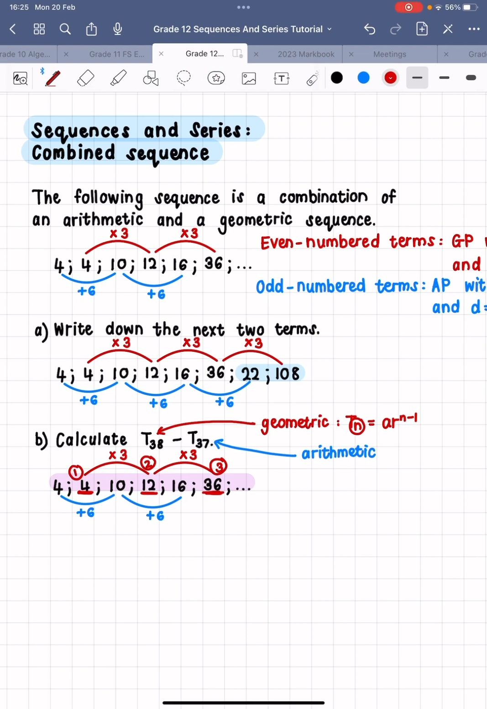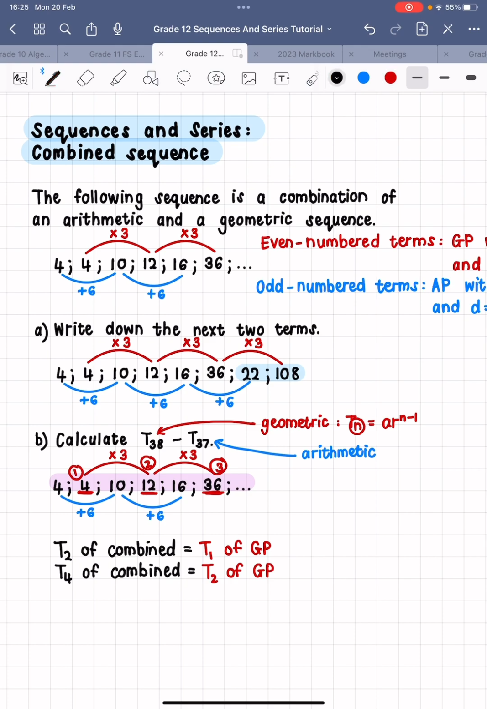So what are we noticing? Term 2 of the combined pattern is equal to term 1 of the GP, the geometric pattern. Term 4 of the combined pattern is equal to term 2 of the GP.